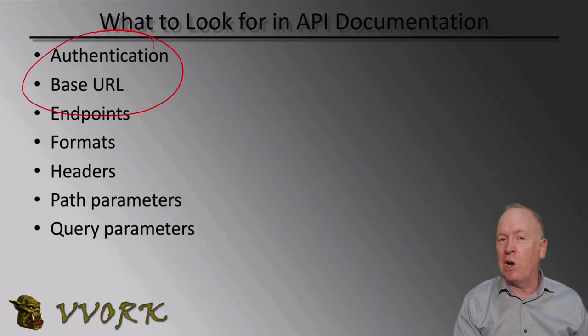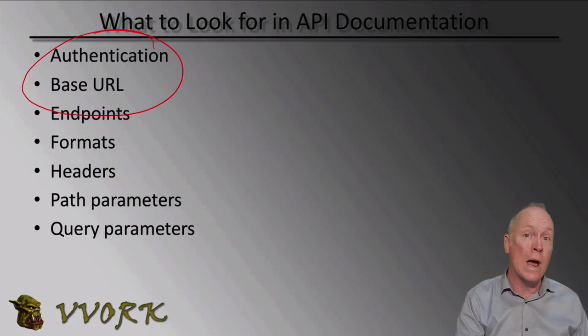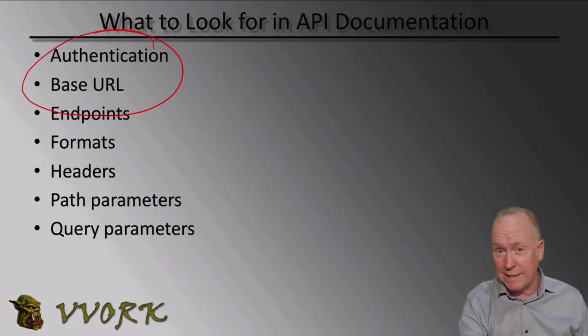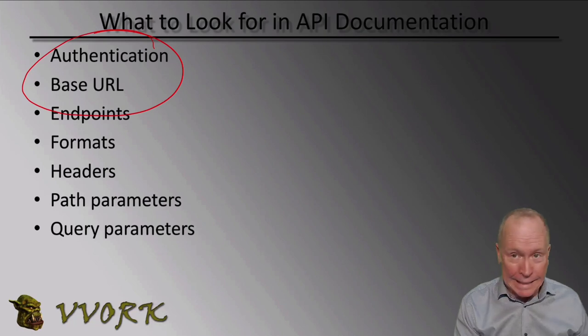I need to know how to authenticate to the REST server that I'm trying to use. I need to know what its base URL is. And I need to know the endpoints. Remember, that's the tail end portion of our URLs. I need to know what the endpoints are. If I don't have this information, I'm getting nowhere. So those are the first 3 things I look for.